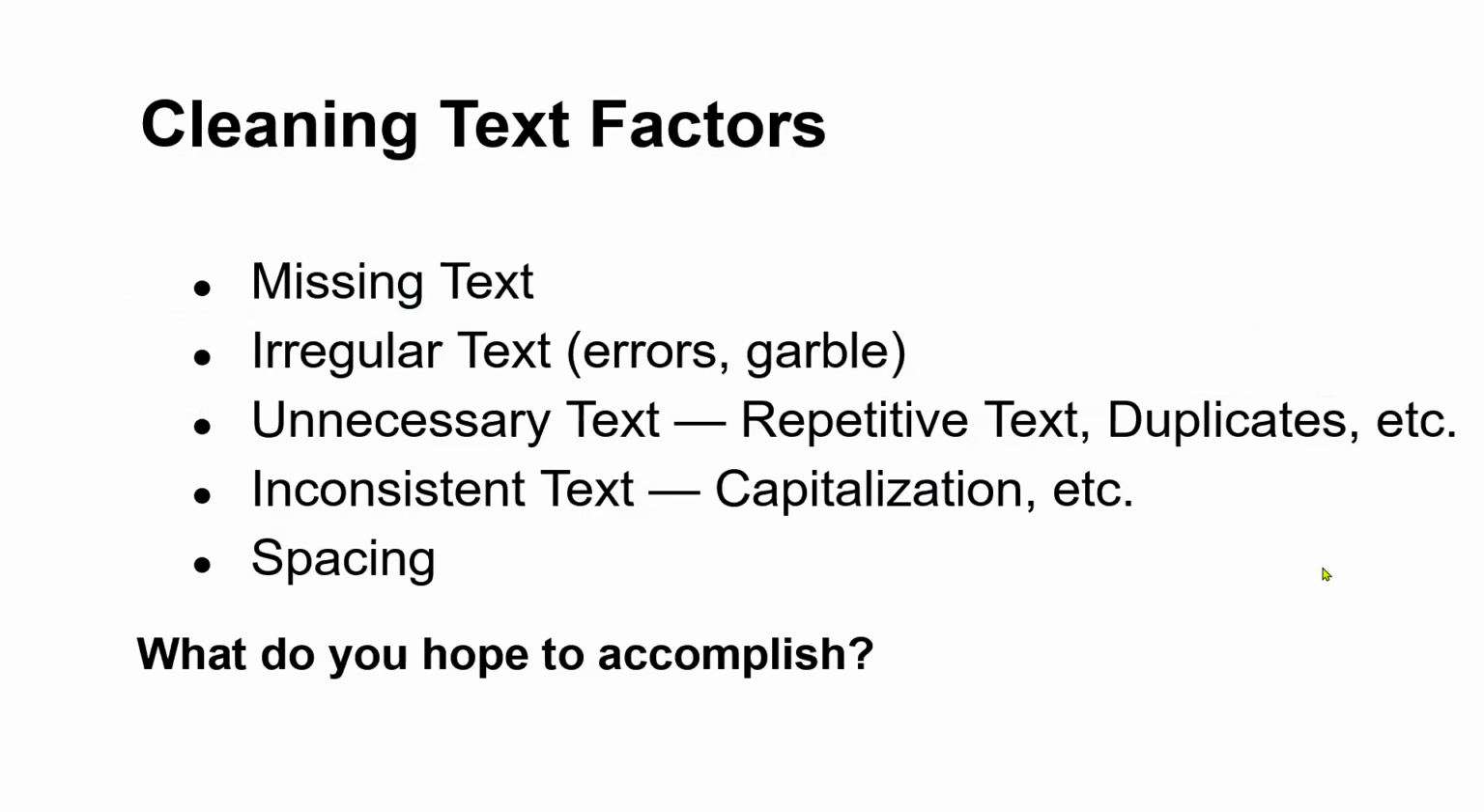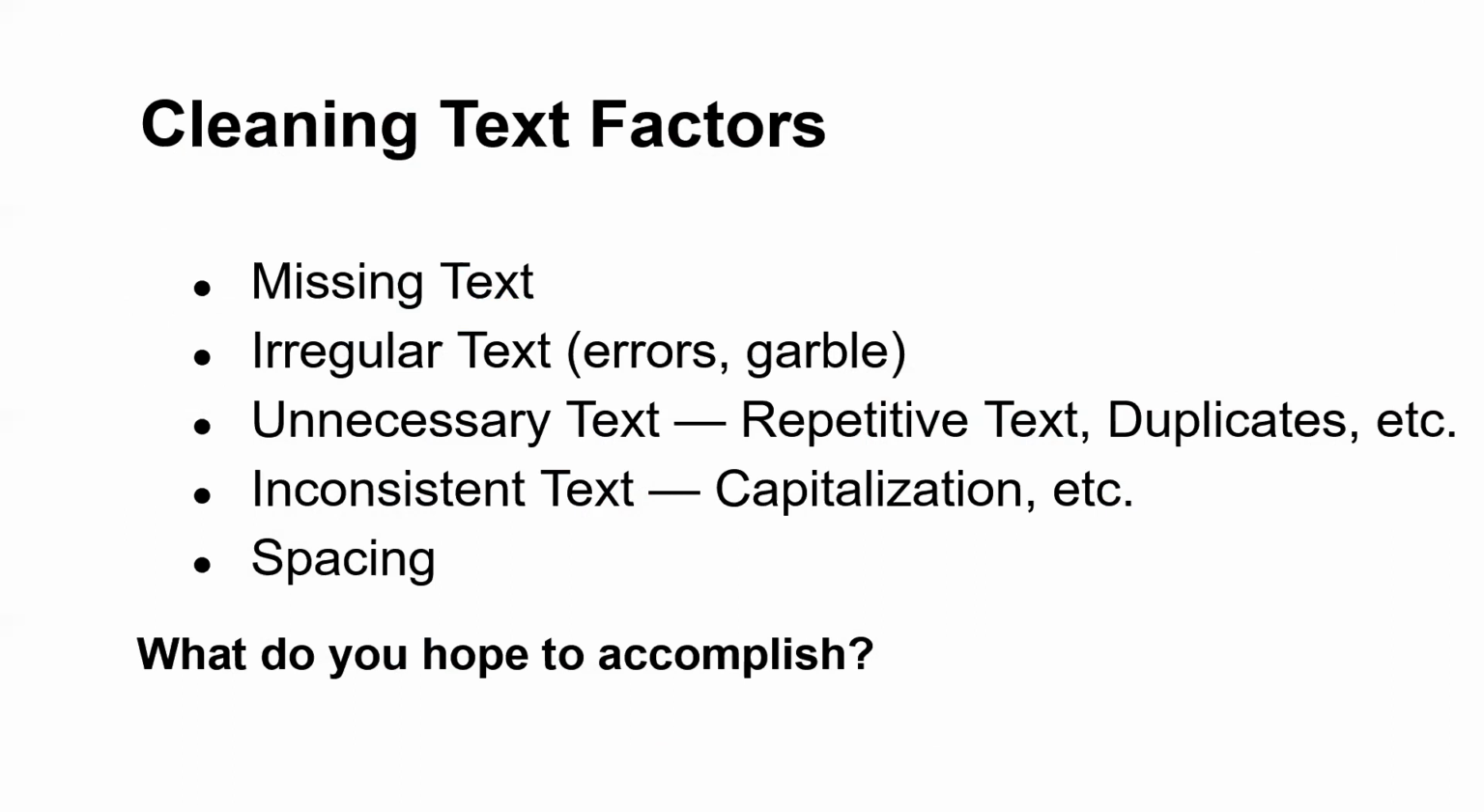All right, so what are you considering when you're cleaning your data? What are you going to be looking at? Well, there's so many things. You can be looking for missing text that may not have been OCR'd at all. You can be looking at irregular text, for example, spelling errors, garble. Frankly, if the OCR quality is low, you'll just have to look at random letters and symbols. So how do you deal with those sorts of things?